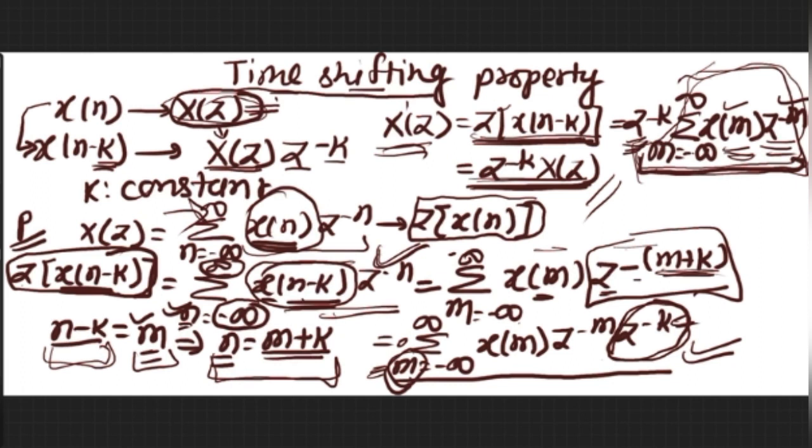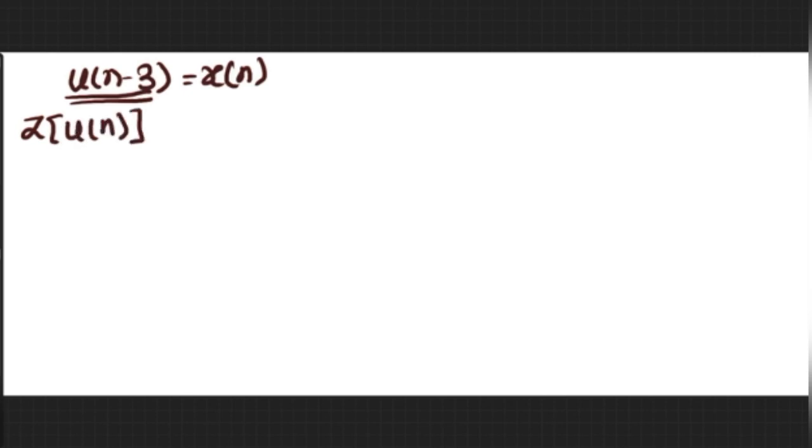Now how to use this property? We are taking an example. Suppose we have to find the Z transform for u[n minus 3]. This is our signal x[n], and we have to find the Z transform for u[n minus 3]. We know the Z transform of u[n] is z upon z minus 1.